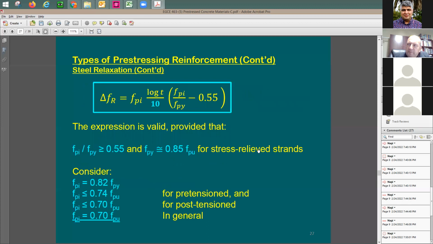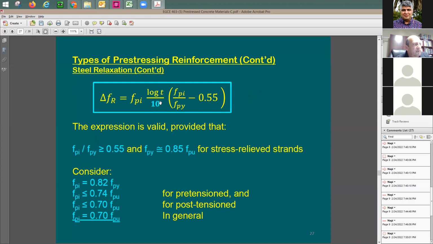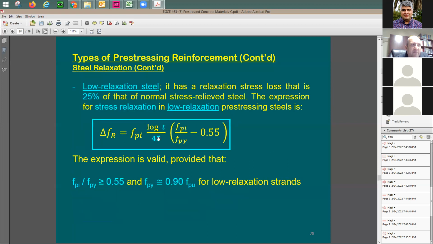Which one is going to be performing much better for you? Is it going to be this one or this one? Look at the equation here. The amount of losses that you're talking about is going to be equal to FPI. You say, okay, FPI in both cases is going to be the same, right? I'm going to have the same strengths. They're all 270 KSI. One of them says FPI divided by FPY minus 0.55, and the other one is exactly the same. So there's no change here. One of them says log T divided by 10, the other one says log T divided by 45. So which one here is going to give you less relaxation or less losses?